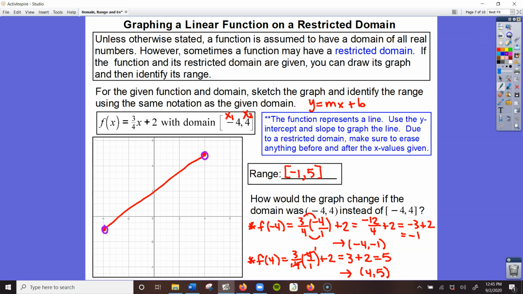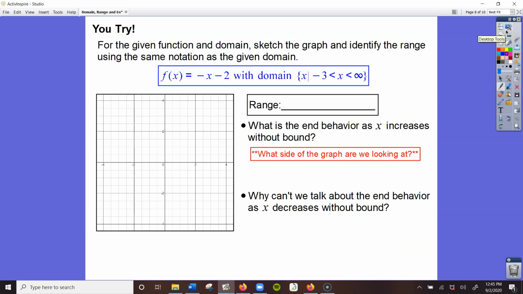Now we're going to move on to the next example. For this particular example, we are given the line -x minus 2, and we are going to graph it with the domain from -3 to infinity. Now in this particular case, we have the smallest x value, and then it's going to go on forever to the right. So what I can do is graph first the coordinate that goes with -3.